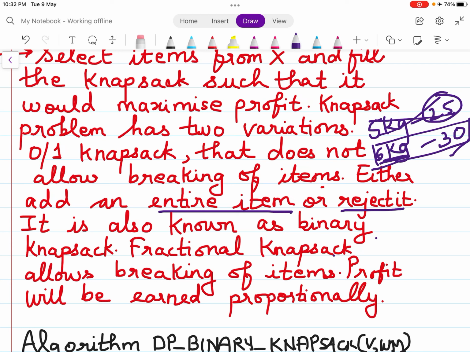Fractional knapsack allows breaking of items. So now capacity was 8 kgs and total was 11 kgs. In case of fractional knapsack, what do I do? I take the 6 kgs, capacity was 8 kgs. I take the 6 kgs, and out of the 5 kgs I will only take how much? 2 kgs. So I can break the item up in case of fractional knapsack. But in case of 0-1 knapsack you cannot break the item. You either take the full item, full 5 kg, or reject the full 5 kg. In our case we are rejecting the 5 kg.